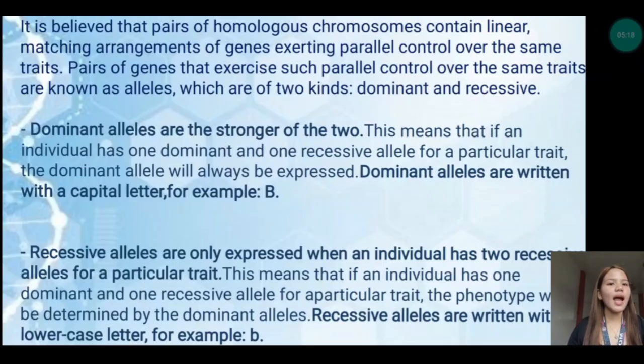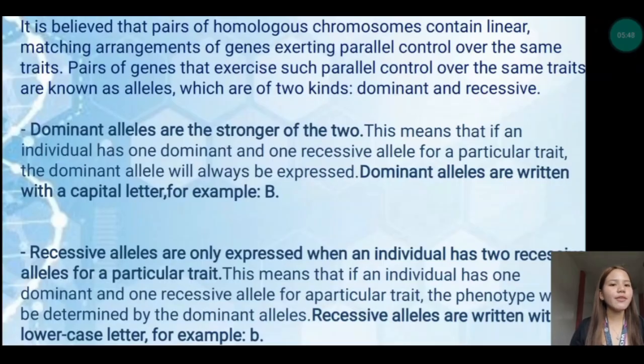So, dominant alleles are stronger of the two. This means that if an individual has one dominant and one recessive allele for a particular trait, the dominant allele will always be expressed. And the dominant alleles are written with a capital letter. For example, capital letter nga B. So, always have to remember nga dominant alleles is stronger. So, stronger siya kaysa sa recessive. And naka-capital letter po ni siya.